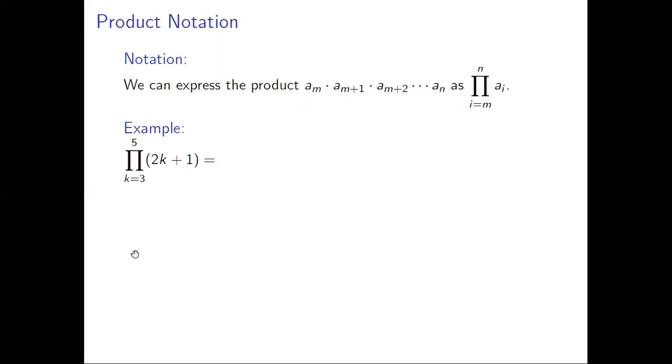So for example, the product from k equals 3 through 5 of 2k plus 1. That would be 2 times 3 plus 1, times 2 times 4 plus 1, times 2 times 5 plus 1. So that's 7 times 9 times 11, which is 693.